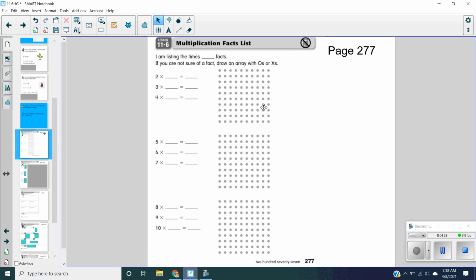If you want, make an array, either boxing in the dots or using circles or X's, for any of the problems that you need some extra help with. So why don't you press pause, solve this page 277, and then press play when you're ready to check.